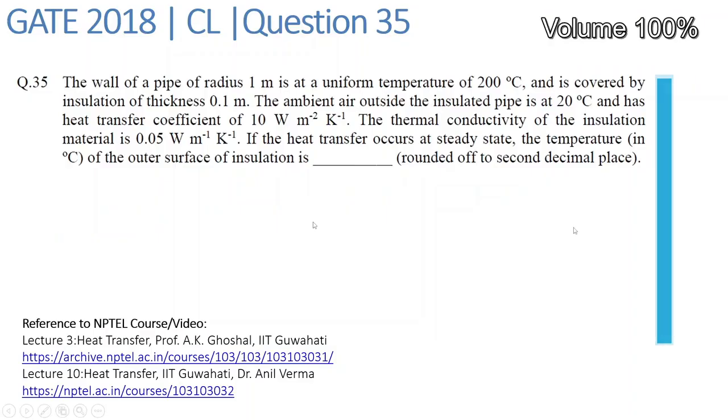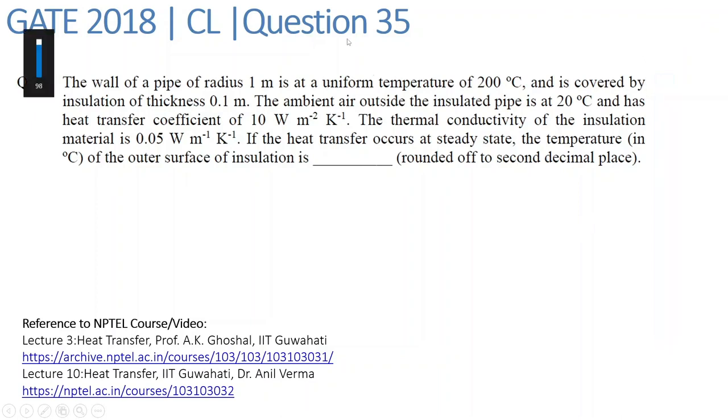Hello everyone, this is question number 35 of the GATE Chemical Engineering 2018 paper from heat transfer. The question is: the wall of a pipe of radius 1 meter is at a uniform temperature of 200 degrees Celsius and is covered by insulation of thickness 0.1 meter.